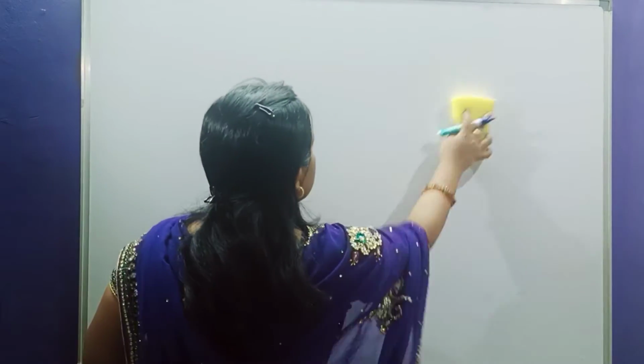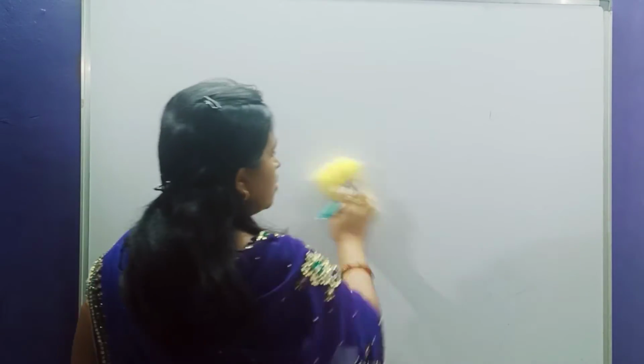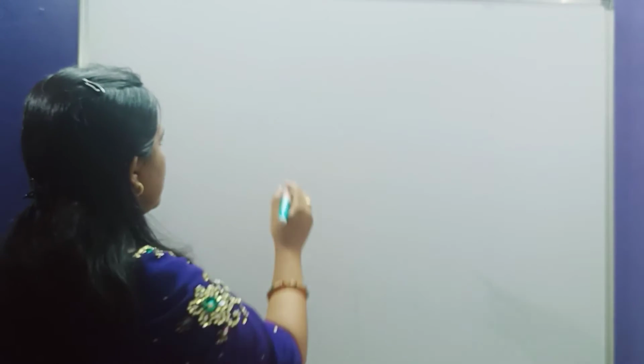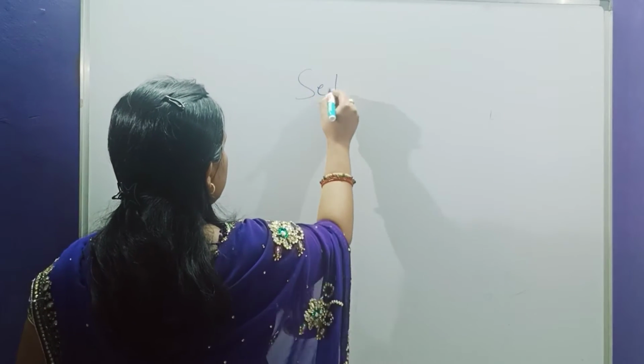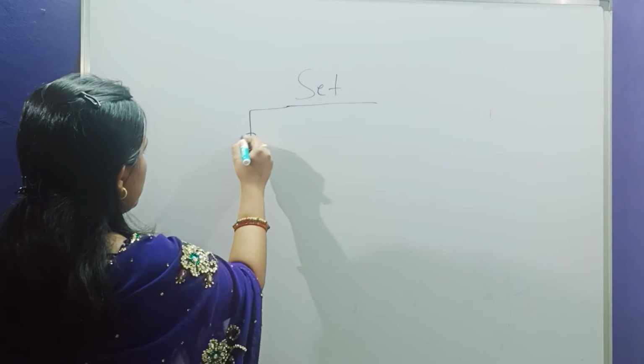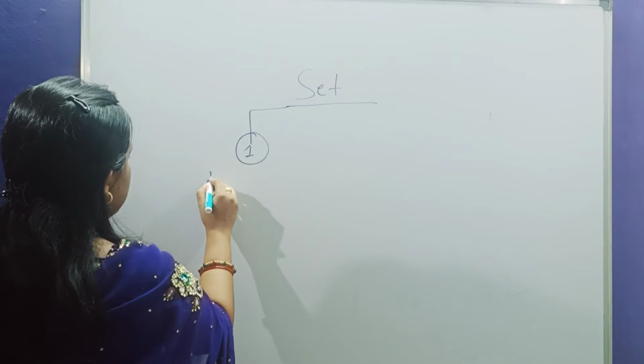There are two methods to represent a set. First one is the listing method.